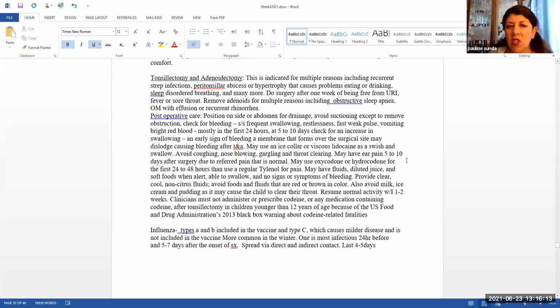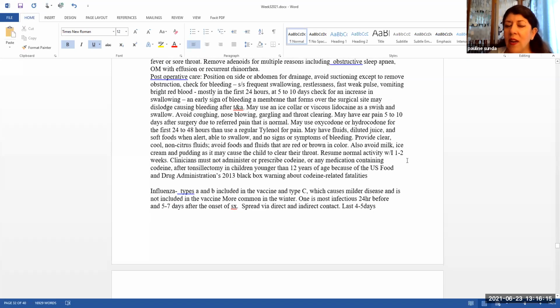Here you're going to want to position the child on their side or their abdomen for drainage. Avoid suctioning except to remove an obstruction. Check for bleeding. Signs and symptoms of frequent swallowing, restlessness, a fast weak pulse, vomiting bright red blood, typically in the first 24 hours. And then again, at 5 to 10 days, you want to check for an increase in swallowing because this is an early sign of bleeding. There's a membrane that can form over the surgical site and it can actually dislodge, which would cause bleeding.